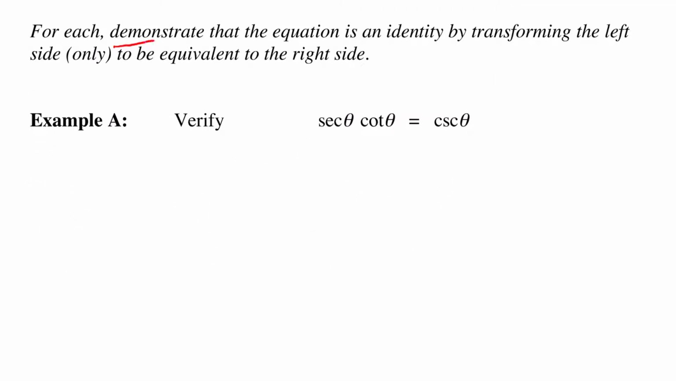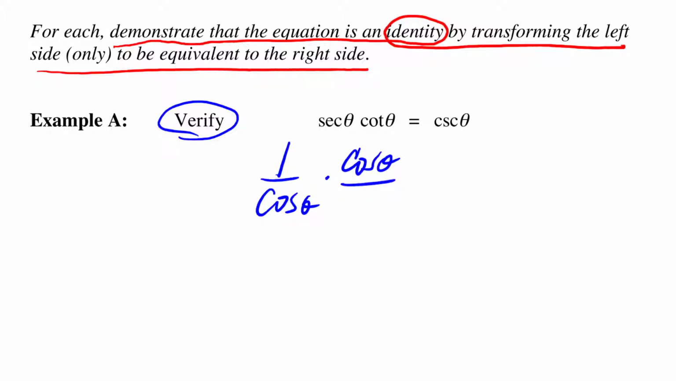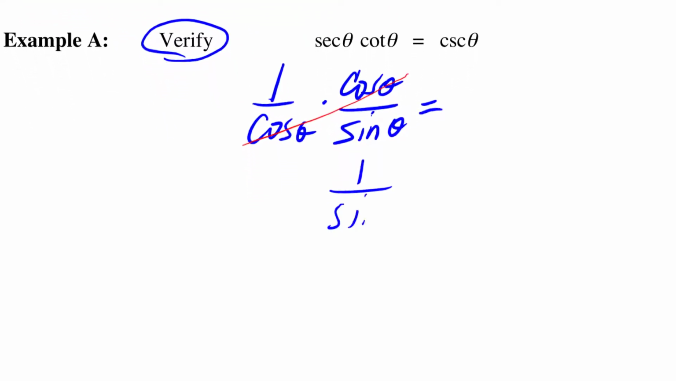Okay, so let's take a look at some examples. For each of these, we're going to demonstrate or prove or verify that the equation actually is an identity by transforming the left side to be equivalent to the right side. And we know that secant theta is 1 over cosine theta, and cotangent is cosine theta over sine theta. We take a look at what we have and analyze, and we see, oh, the cosine theta will divide out, and we're left with 1 over sine theta.